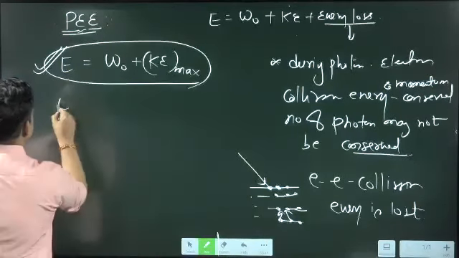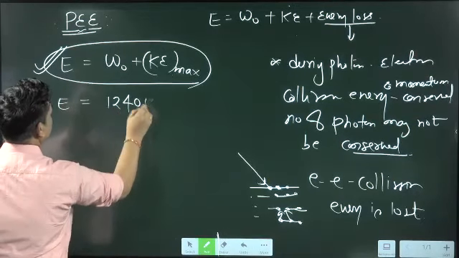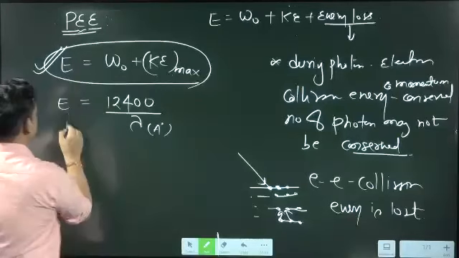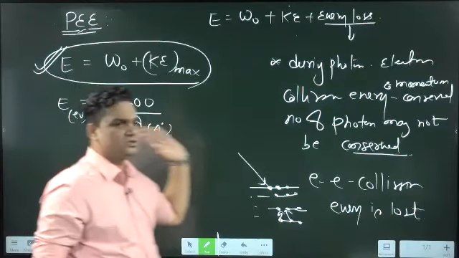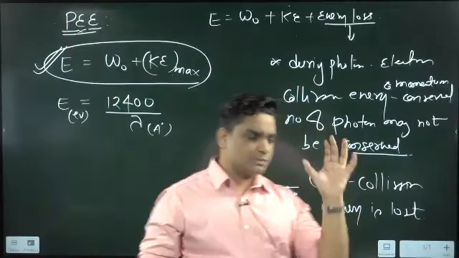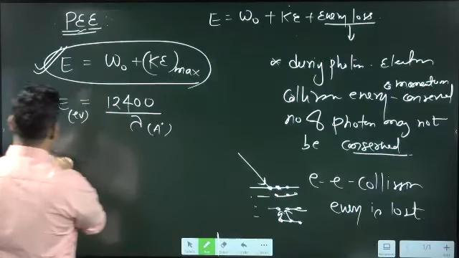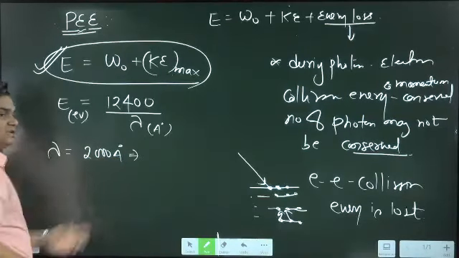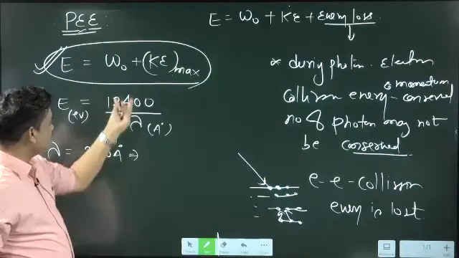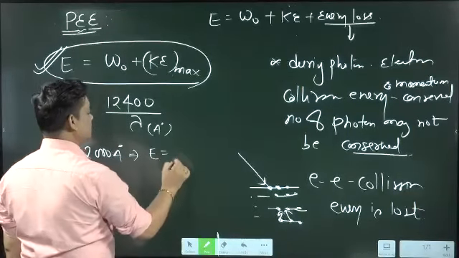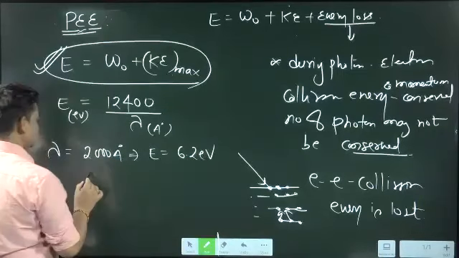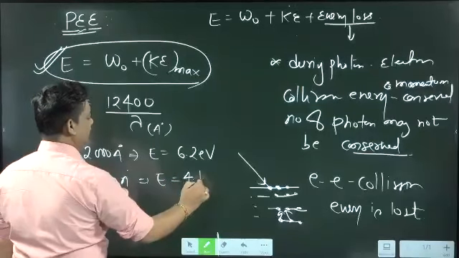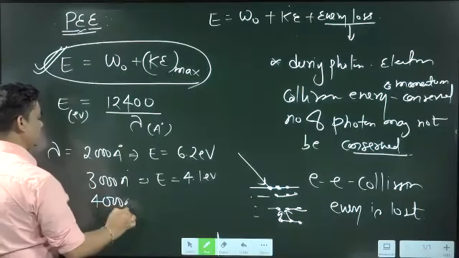Now in this one, to find E, it is basically 12400 divided by lambda, where lambda should be in angstrom, and the energy will always come in electron volt. This is used so many times. You need to remember it for a few wavelengths, like 2000 angstrom, because you have to do your questions faster and you will not have a calculator. So this energy becomes 6.2 eV, which should be directly remembered. For 3000 angstrom, the energy is approximately 4.1 eV, and for 4000 angstrom, about 3.1 eV.